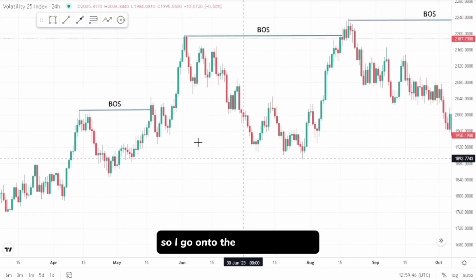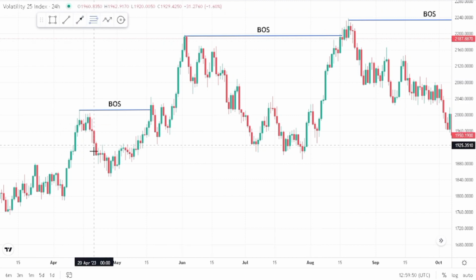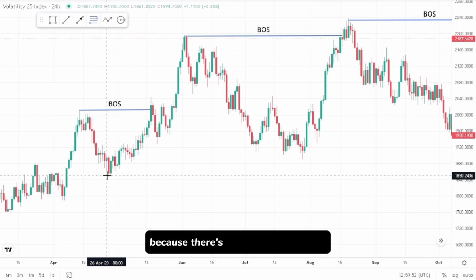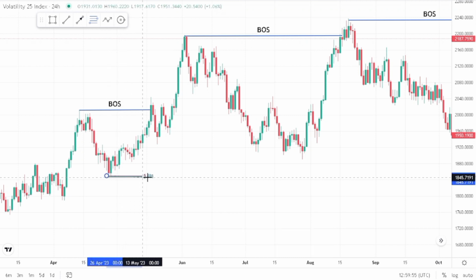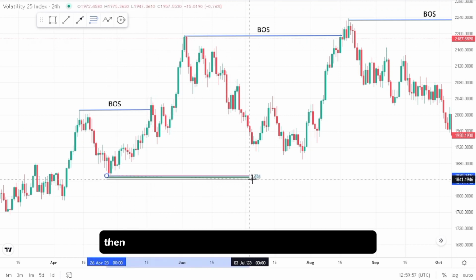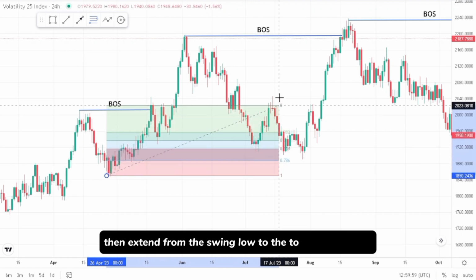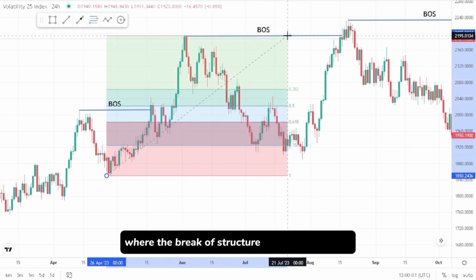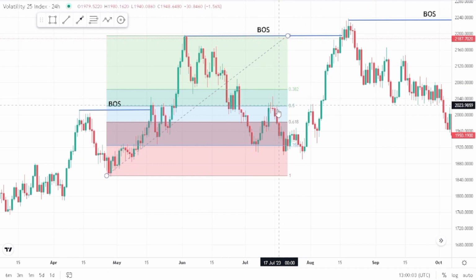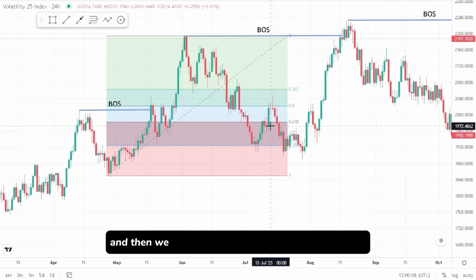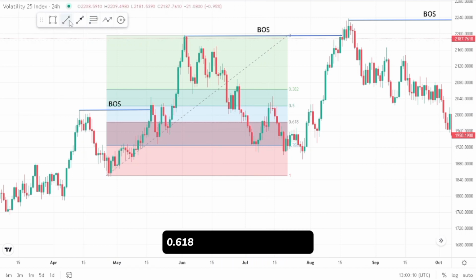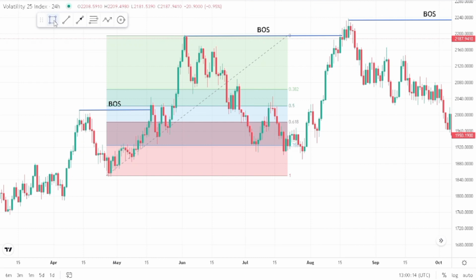So I go on to the first BOS there. Below that is the swing low, and there's no order block there because there's no inefficiency left. So we grab our Fibonacci tool, then I extend from the swing low to the swing high where the break of structure happened, like that. And then we should have taken our entry between the 0.618 and the 0.7 line. That's where we take our entry, and we mark the zone like that.